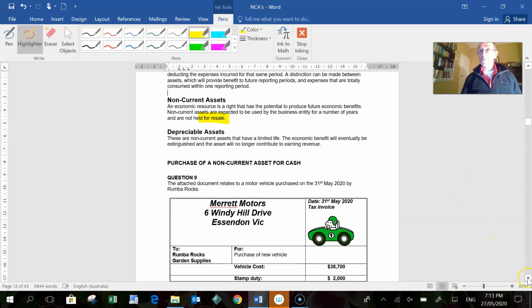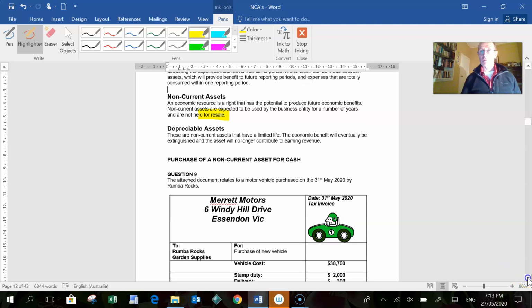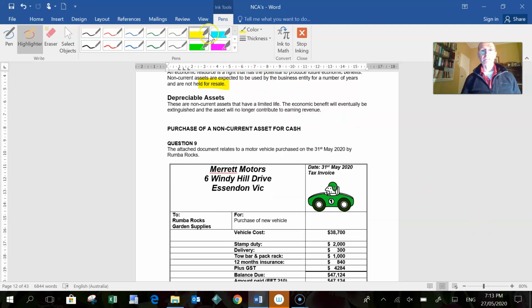Right, to start the ball rolling, let's look at the initial part of it, which is the purchase of a non-current asset. Right, the key thing here in Year 12 is that it's only for cash. So what I do not want to see anywhere is any reference to accounts payable in this topic. Right, so we do not want a cross-reference to accounts payable anywhere because it is only cash purchases.